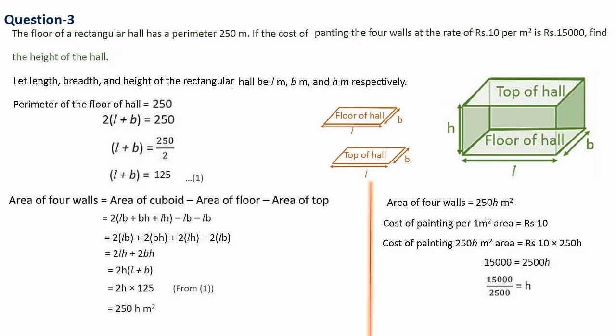Here let's calculate H. This 2500 will come as the denominator, so 15,000 divided by 2500. Cancellation can be done, and finally H will come as 6. So the value of H, the height of the hall, is 6 meters. That is what the question asked, that is the answer. The height of the hall is 6 meters.